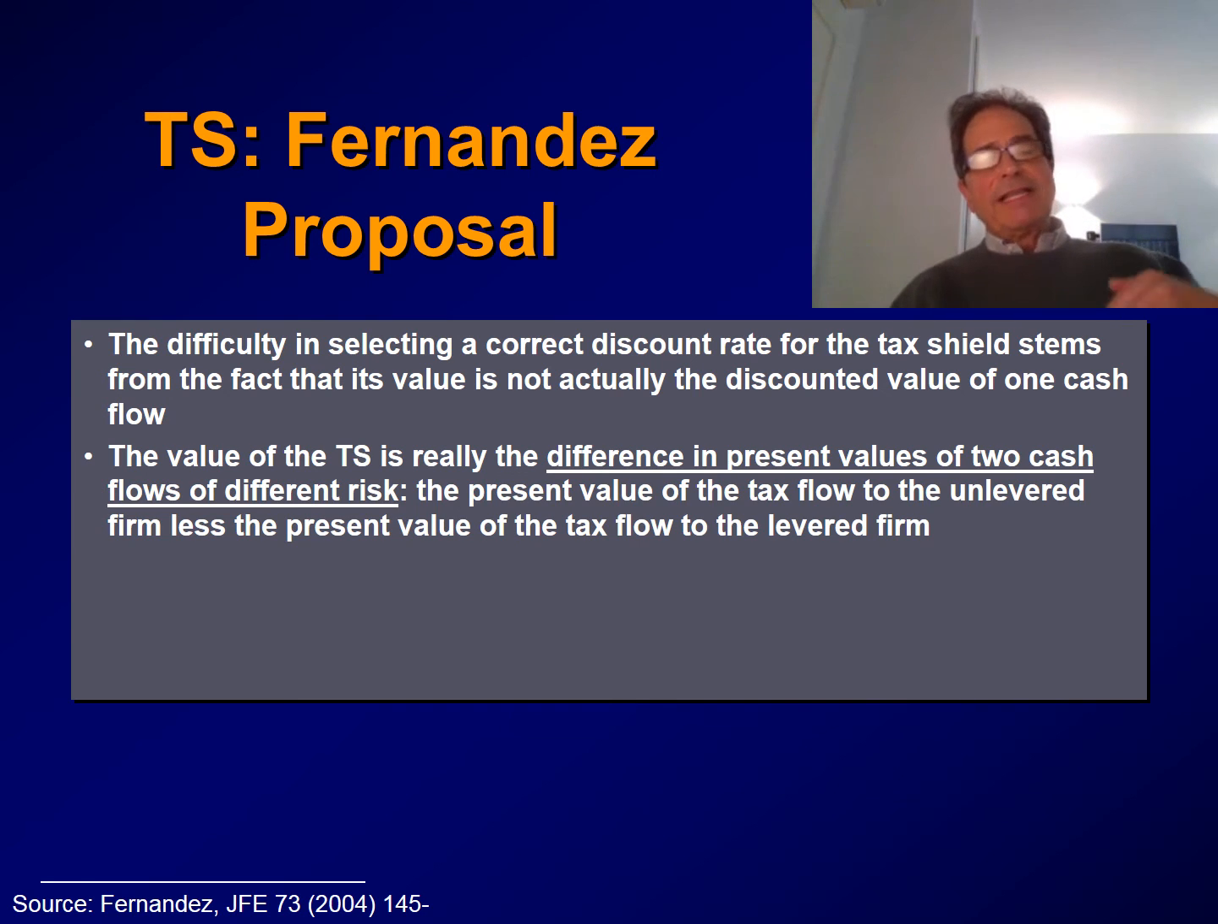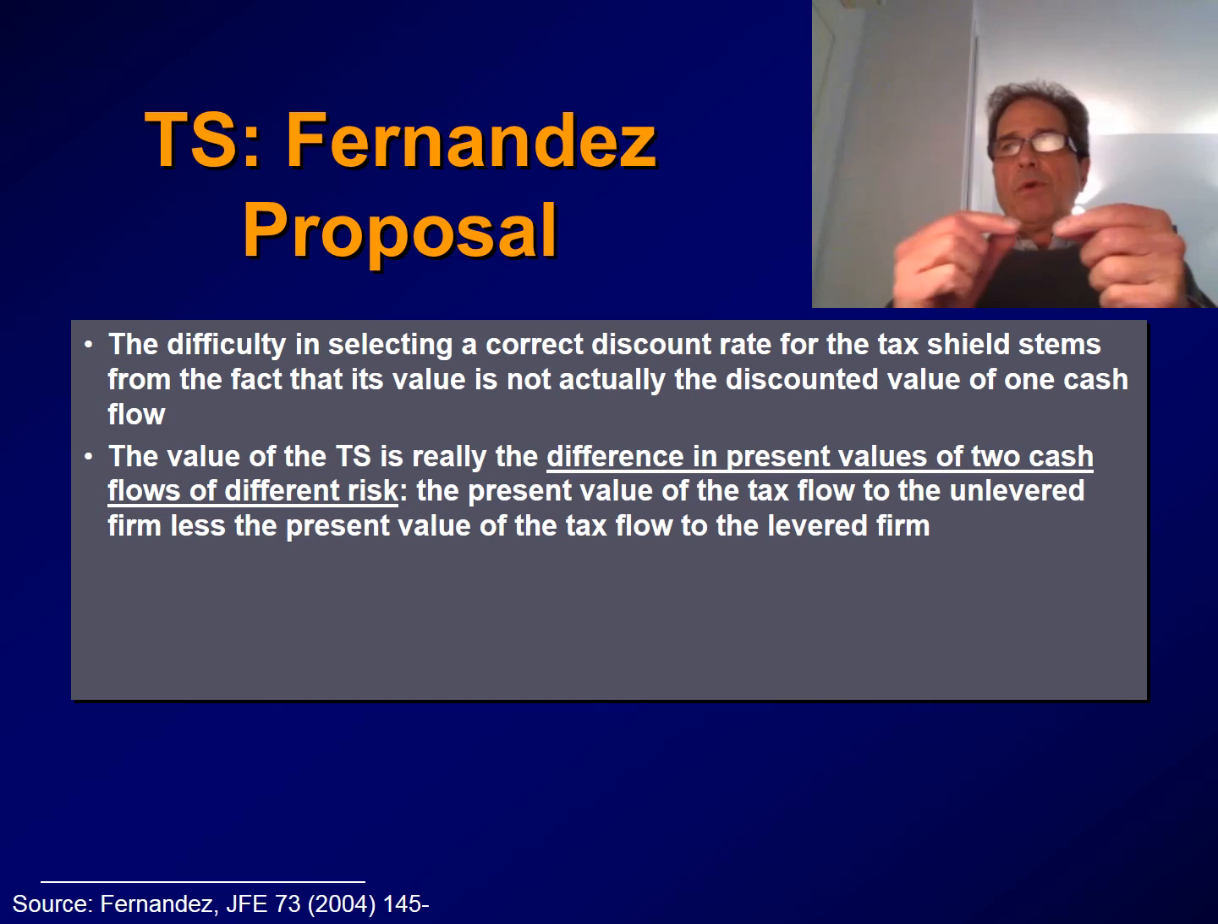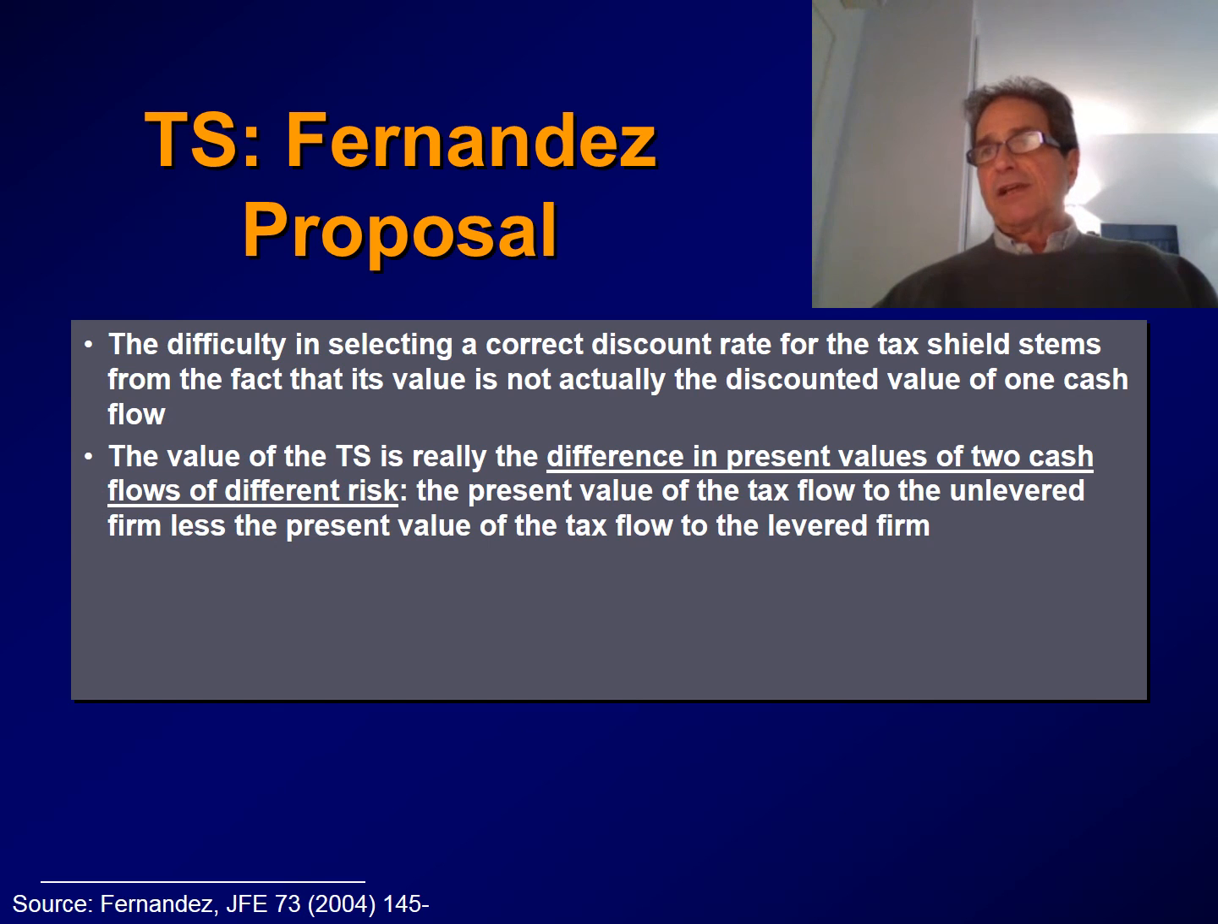On the one hand, we have taxes that the unlevered firm will pay, and the other is taxes that the levered firm will pay. And the tax shield is just the difference. So what we should do is we estimate first which are the taxes that the unlevered firm will pay. We calculate the present value of these taxes. Second, we calculate the taxes of the levered firm. We calculate the present value of these taxes, and then the difference between these two will be the present value of the tax shield. So what remains is to determine which are the discount rates corresponding to these two tax cash flows.